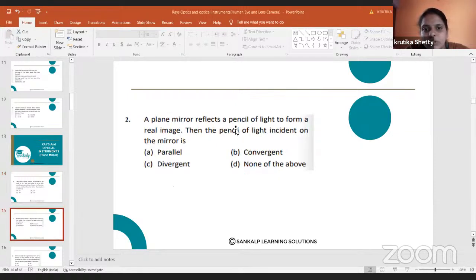Let us go for the next question. A plane mirror reflects a pencil of light to form a real image. Then the pencil of light incident on the mirror is. So what they are saying here is that a plane mirror reflects a pencil of light to form a real image. Then the pencil of light incident on the plane mirror is, whether it is parallel, convergent, divergent, or none of these.